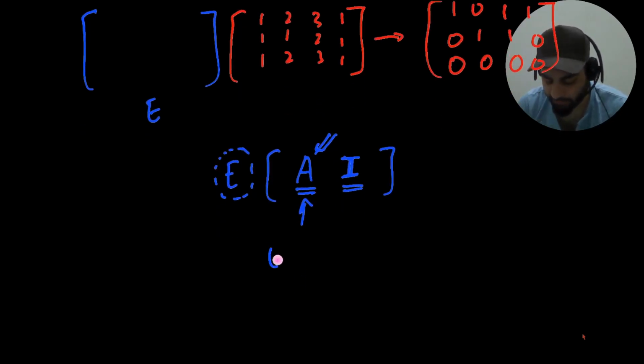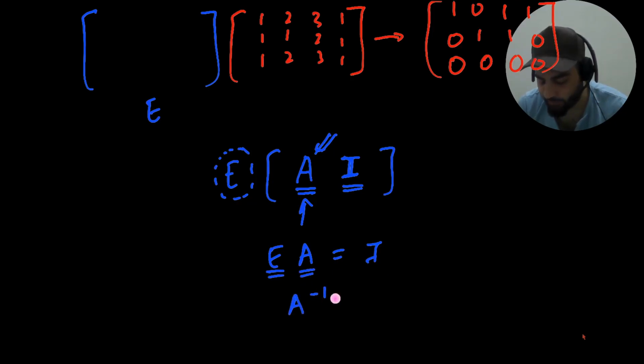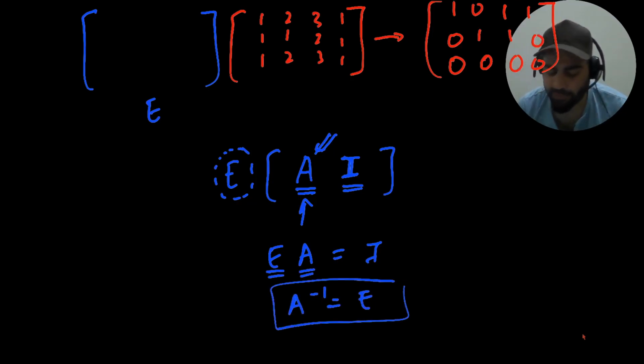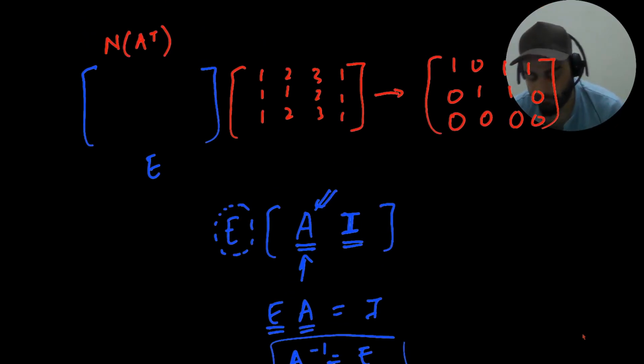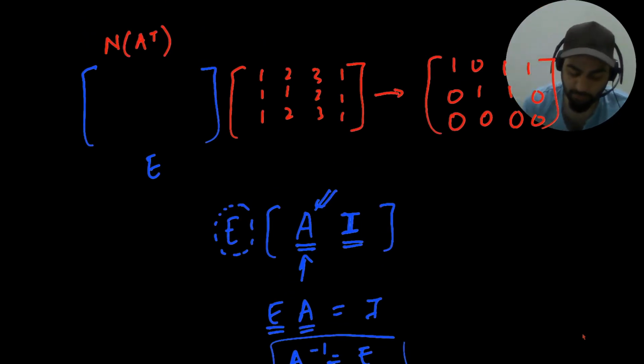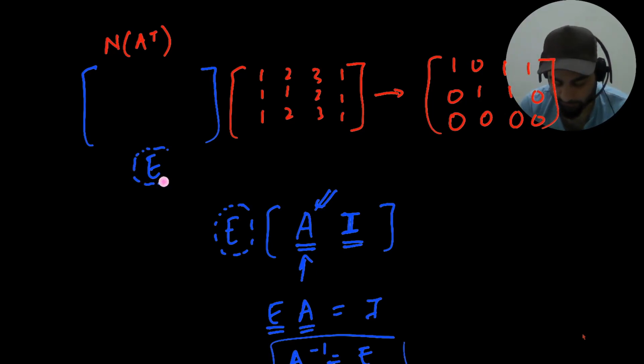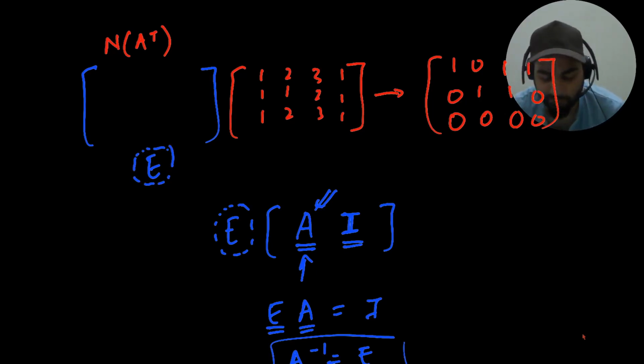So that's why we said EA became equal to I. This matrix became equal to I, so we said that this E is the inverse of this matrix, and A inverse is equal to E. But here these matrices are not perfectly invertible, as you see the dependence in the columns, but still we can have this E matrix over here. This E matrix defines the operations that we performed on this matrix so as to get this matrix.